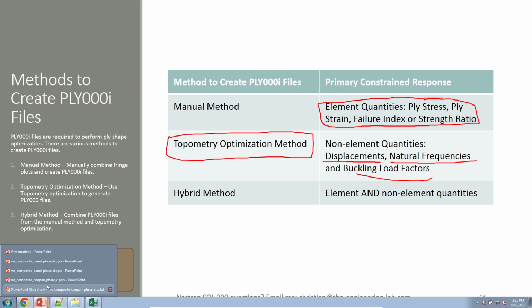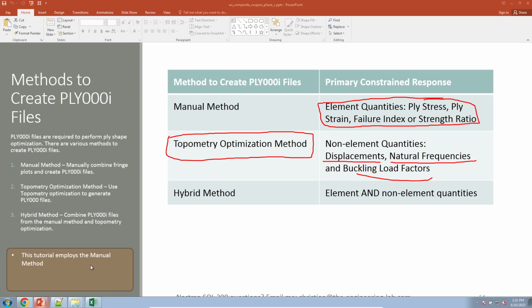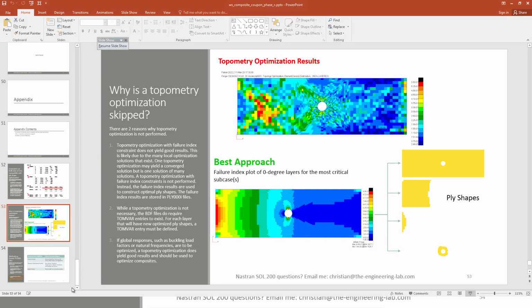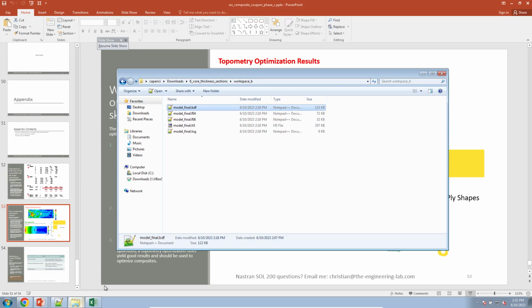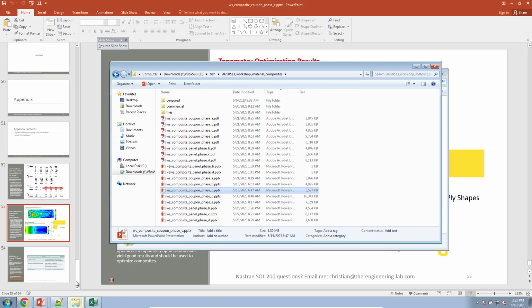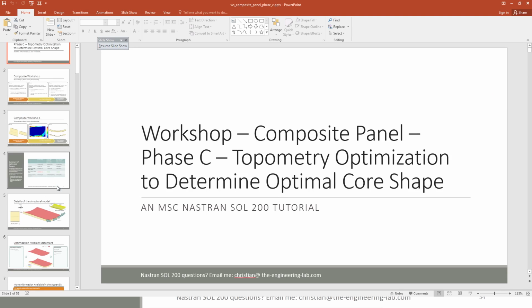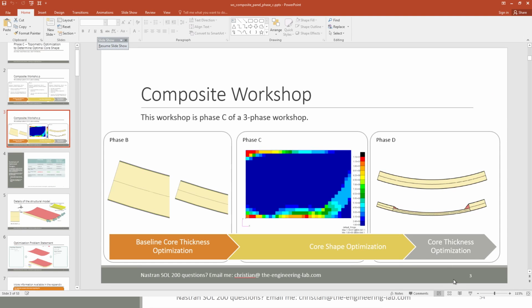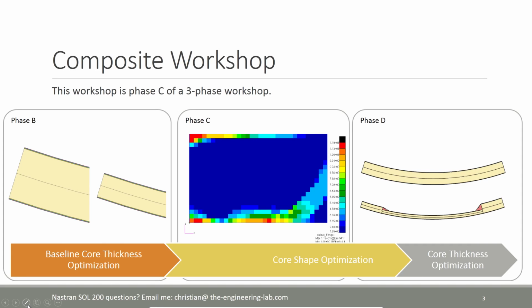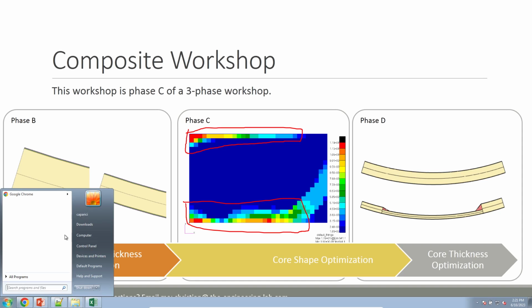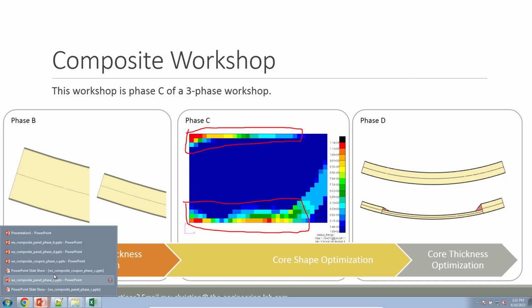If I go back to, I think it was C, no, the wrong C. If we look at the other workshop for this curved composite panel, you'll see that the topometry results were actually reasonable. Here, we got results that we can interpret properly. We know the core thickness should be greater here and here. But if you're dealing with element quantities, it's not so clear sometimes.